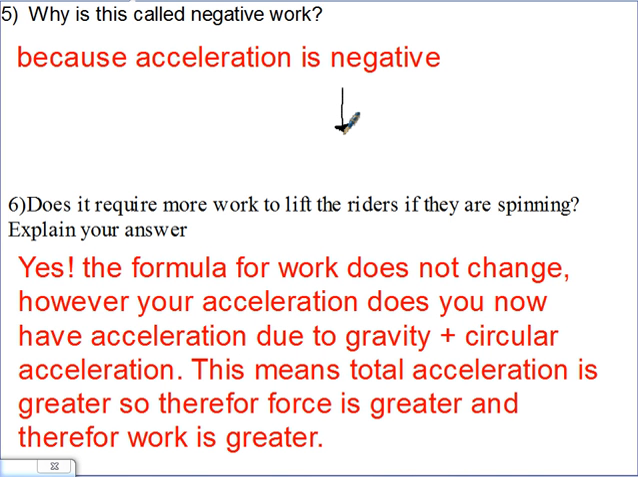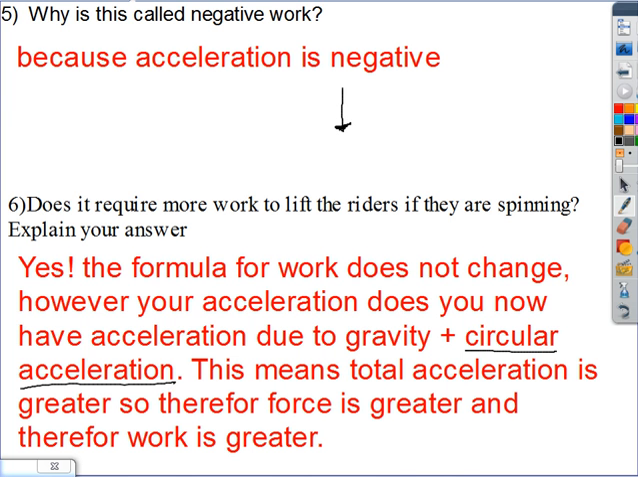Okay, and does it require more work to lift the riders up? Does it require more work to lift the riders if the ride is spinning? And the answer is yes, because of the formula used for work. However, the acceleration you have due to gravity plus an additional acceleration, which is due to centrifugal acceleration or the circular acceleration. So that means your total acceleration is going to be more than 9.81 meters per second squared. We don't know exactly what that is. We're not making you calculate that, but it will be more.